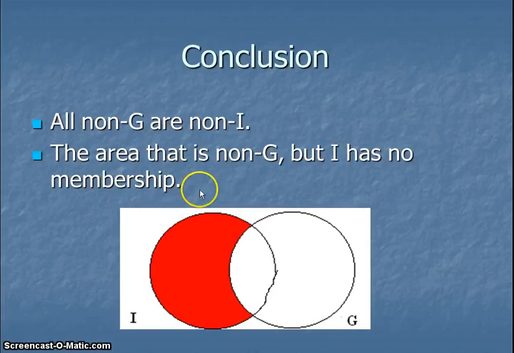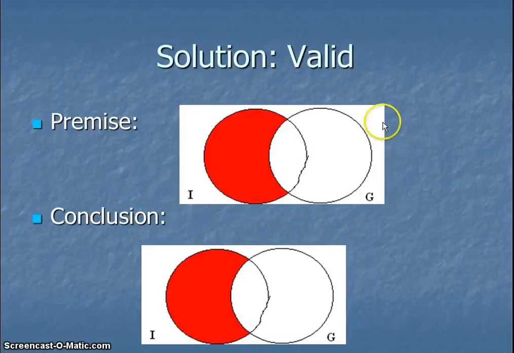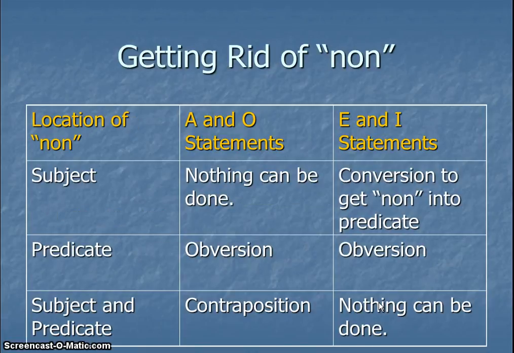When I look at the conclusion, all non-G are non-I. Let's see. What is non-G? That's all of these. What are non-I's? That's all of these. So all the area that is non-G is non-I. These are I's, but they're also in the G. So all the areas that are non-G and non-I would be this right here. So when we look at it, this is what our premise looks like, and this is what our conclusion looks like. They're saying the exact same thing.